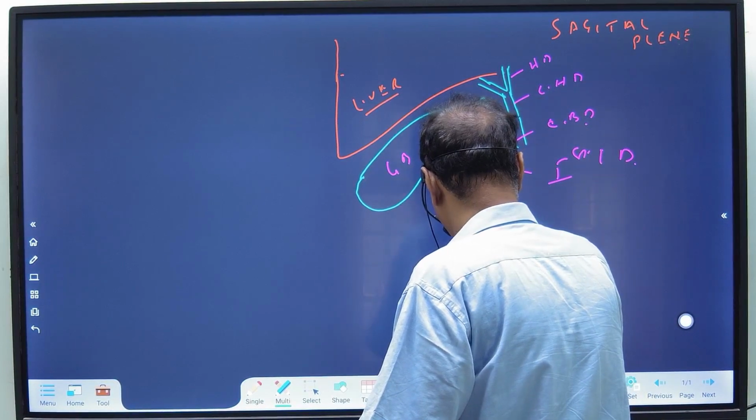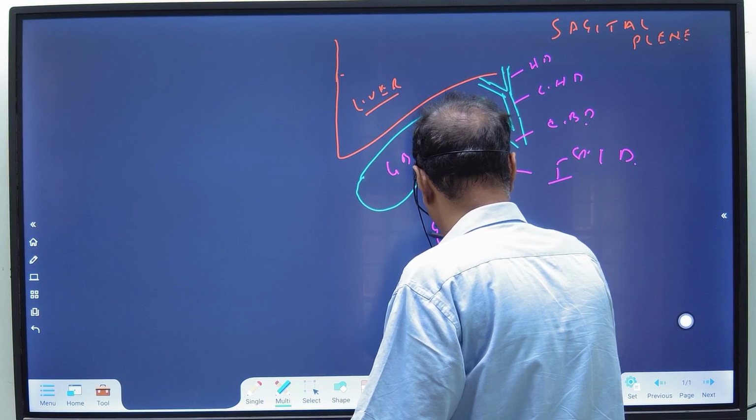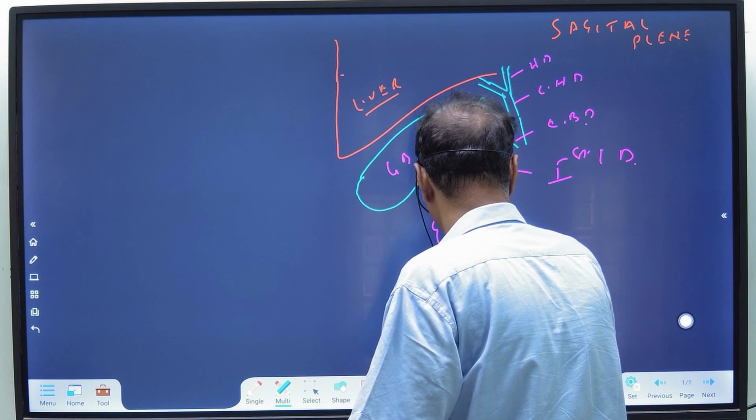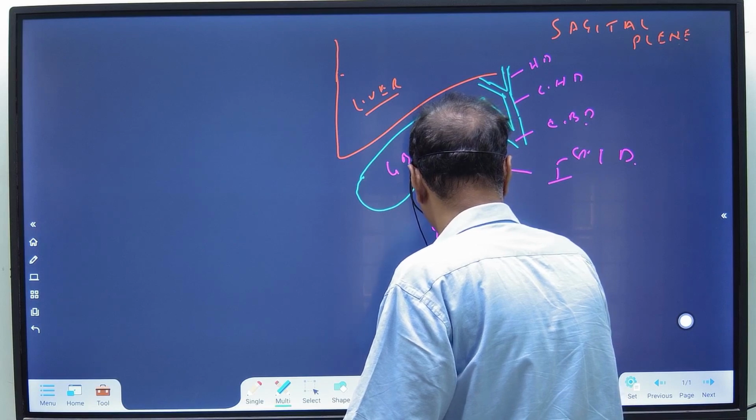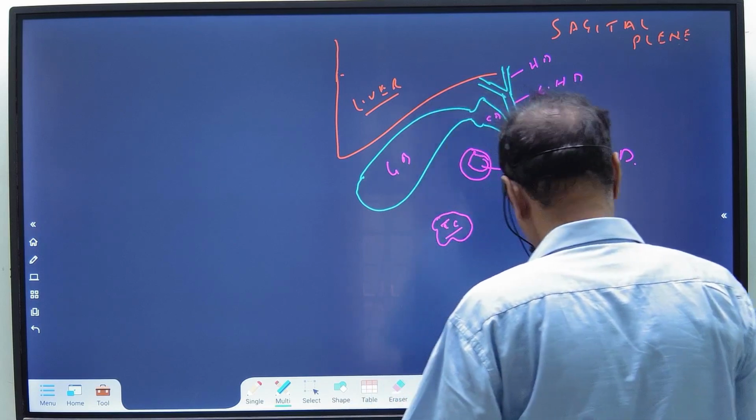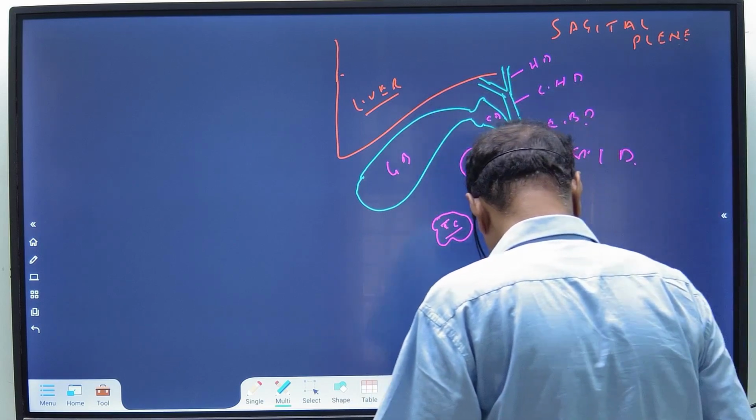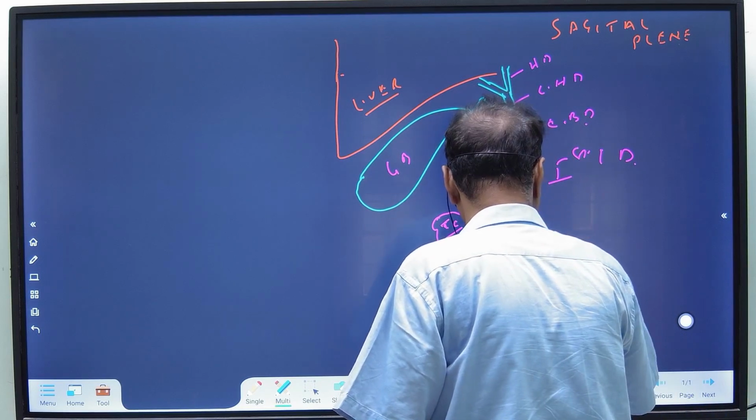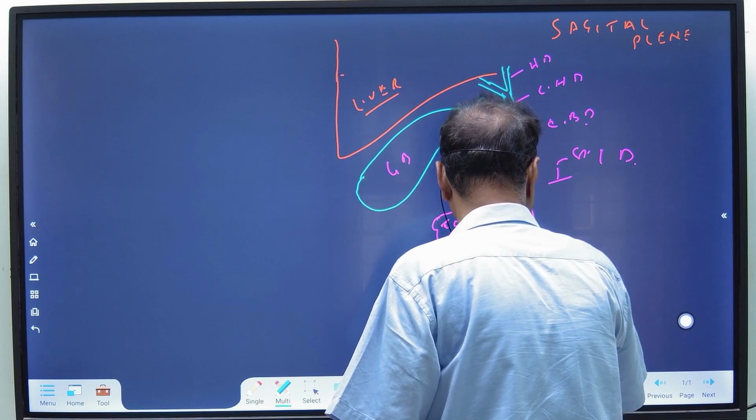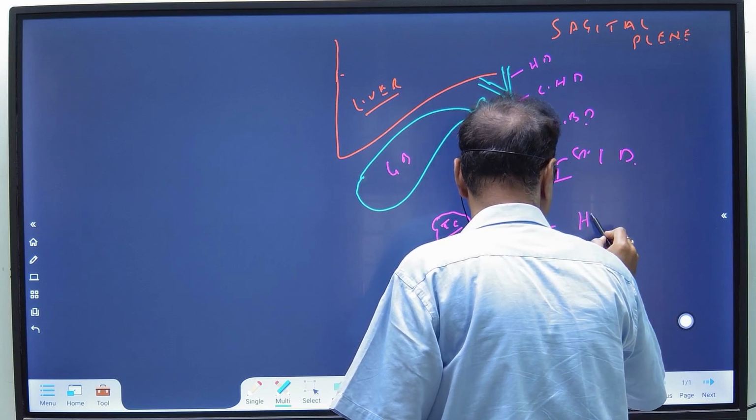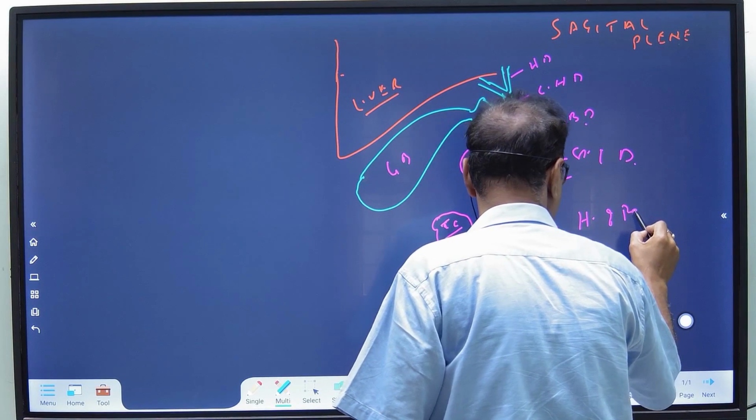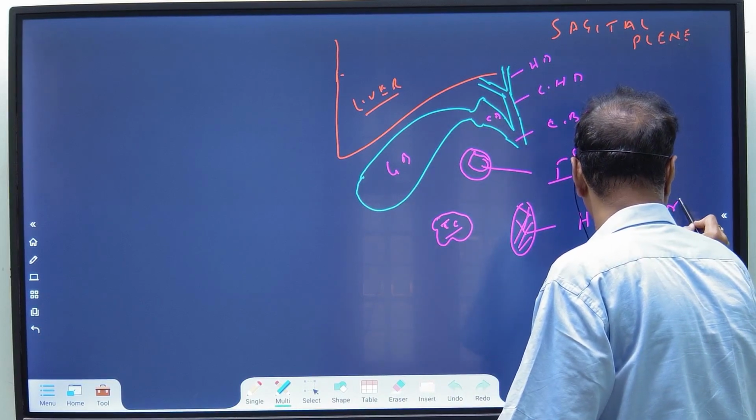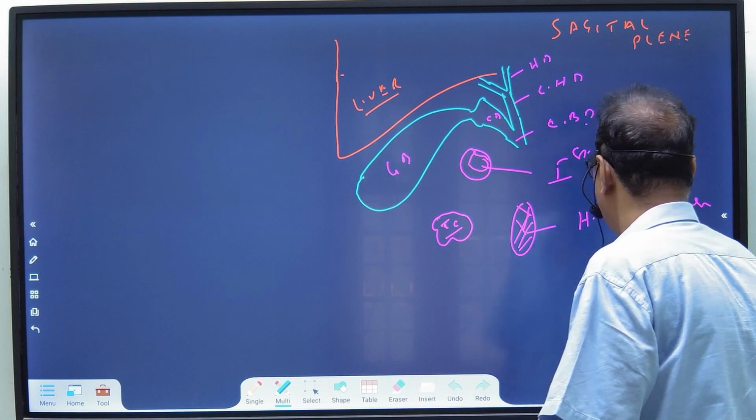Then we have this one, the first part of duodenum. This is the colon, this is the transverse colon. And here we have the head of the pancreas. This is the head of the pancreas.